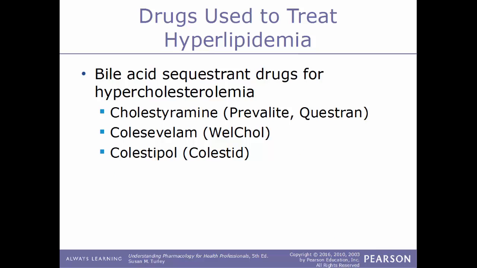Some examples of this category of drug: cholestyramine, also known as Questran or Prevalite; colesevelam, sold under the trade name Welchol; and colestipol, which is sold under the trade name Colestid.